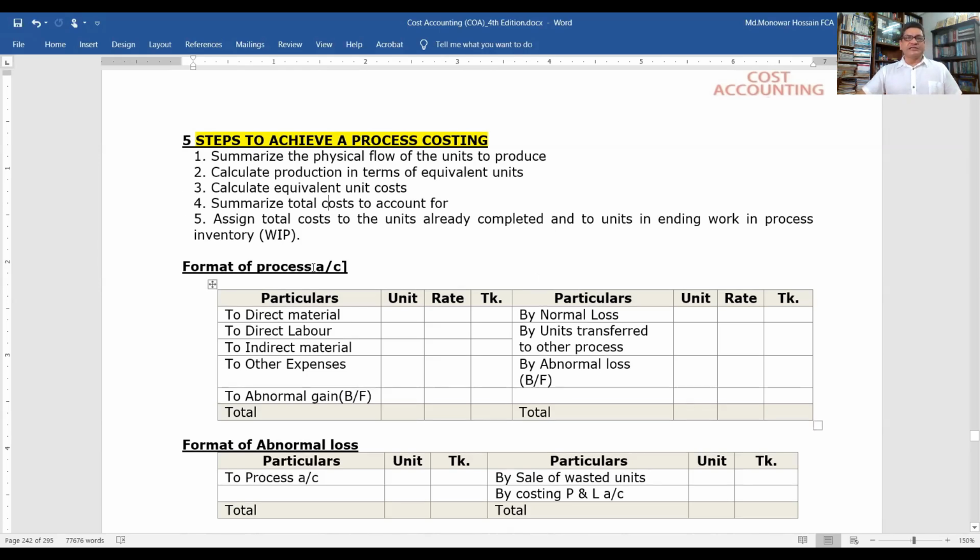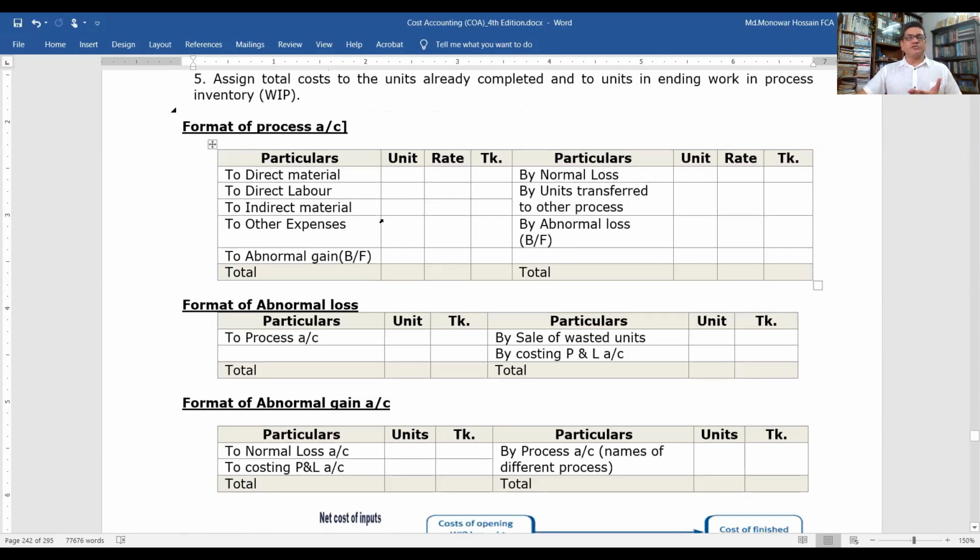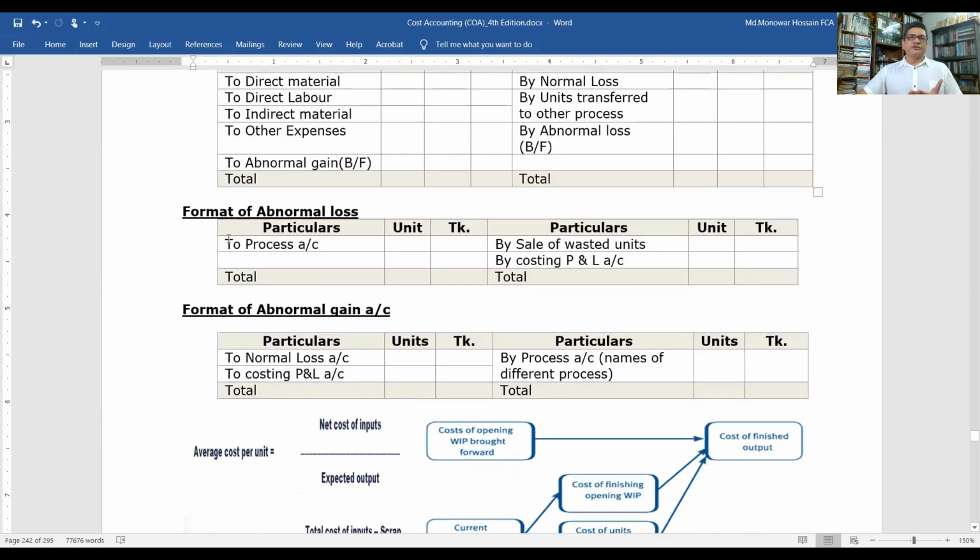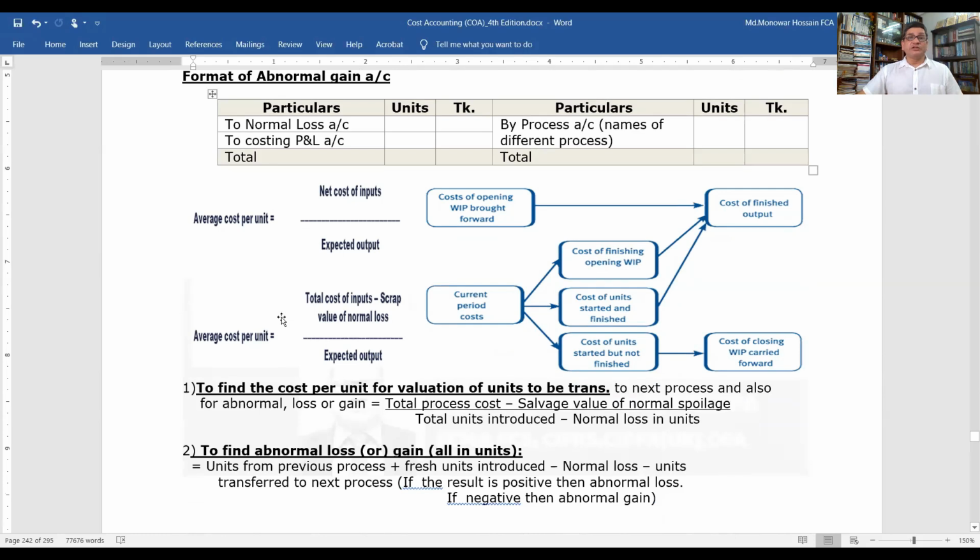So if you see the format of the process costing system, look here: there's the material, labor, indirect material, other expense, total unit, rate, per unit, total taka, a normal loss, a unit transferred to the next process, and abnormal loss. And for the format of abnormal loss and the format of abnormal gain, we can calculate the net cost of input divided by expected output.